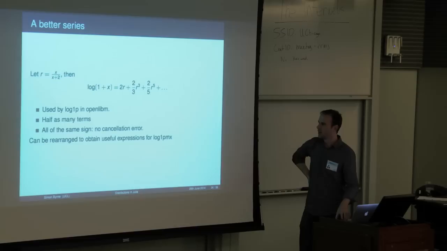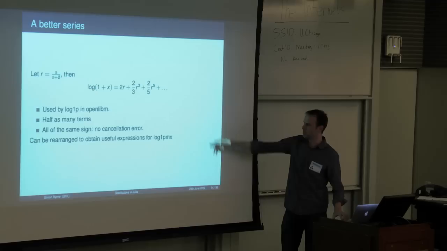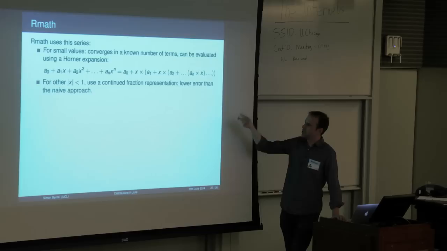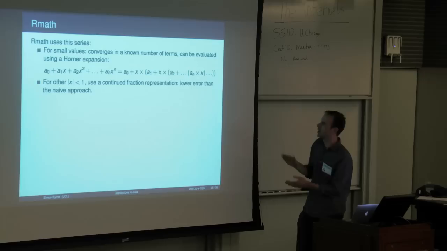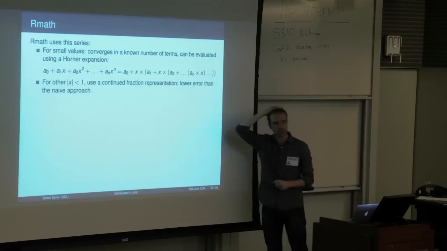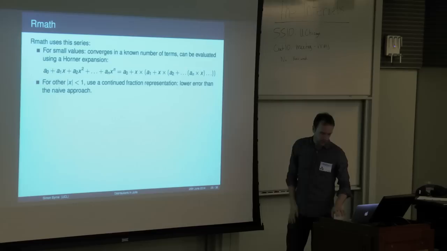I just talked about log(1 + x) here, and with a bit of fiddling around you get an expression for the log1pmx that we wanted. And this is what Armor uses internally. For very small values, less than 0.01, you can just compute this using a Horner expansion, and you can show that it converges in about six or seven terms. And then for other values less than one, it turns it into a continued fraction, and then has an iterative scheme. Continued fractions are a much better way to do that than the naive series expansion we talked about earlier.